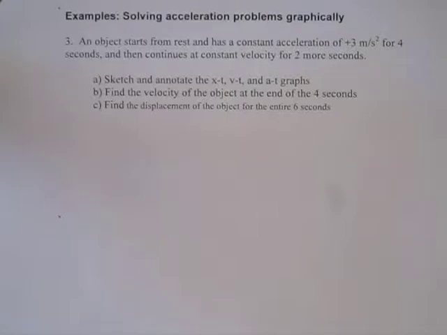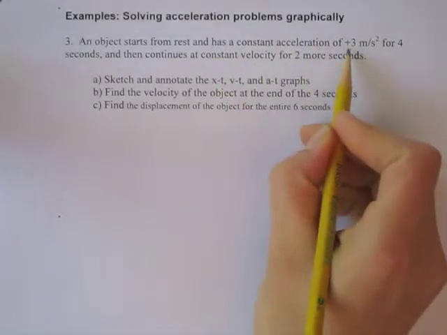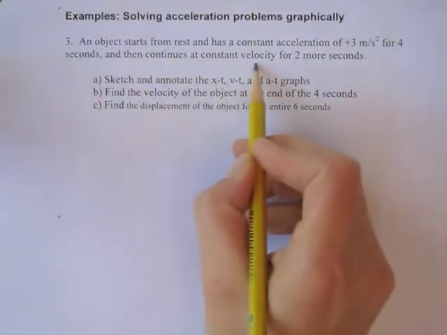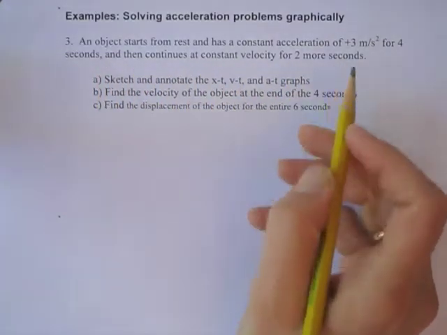Example 3. An object starts from rest, has a constant acceleration of 3 meters per second squared for 4 seconds, and then continues at constant velocity for 2 more seconds.